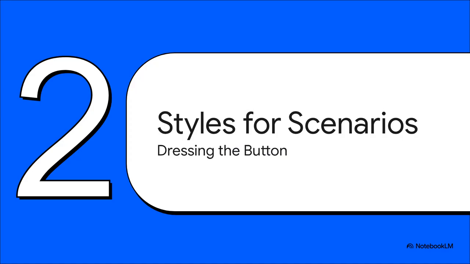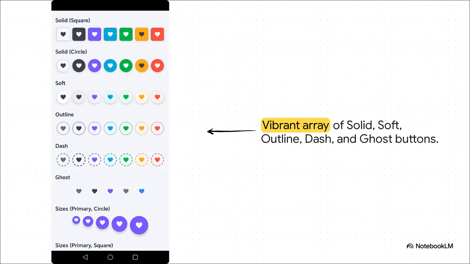Okay, Section 2, styles for every scenario. Dressing the button. Take a look at this vibrant array of buttons here. Notice the distinct visual aesthetic of each row. Up at the top, we have those bold, solid buttons. Right below that, you can see the gentle, translucent backgrounds of the soft style.